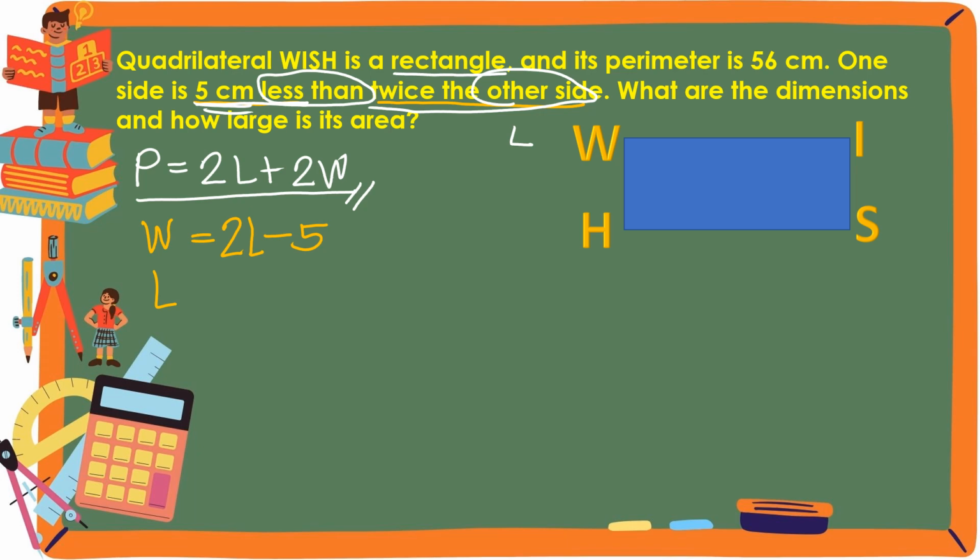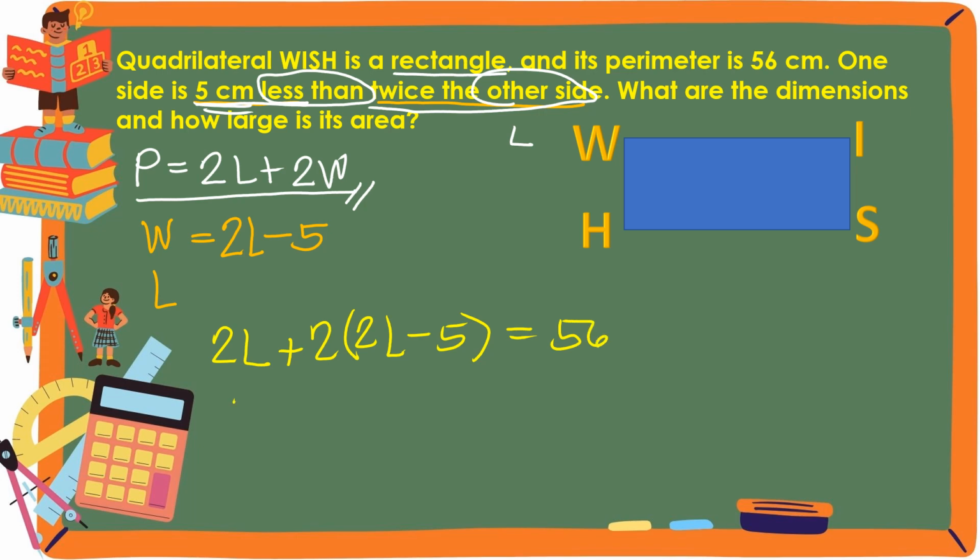So, para ma-solve natin, i-substitute lang natin kung ano yung mga nakalagay sa ating given. So, first, ano yung perimeter natin? 56. So, lagyan na natin dito sa dulo. So, 56, and then twice the length. So, let's represent it as L. Then, ang ating W is 2L minus 5. Ayusin natin. Okay. So, 2L minus 5 equals, ang ating perimeter ay 56.